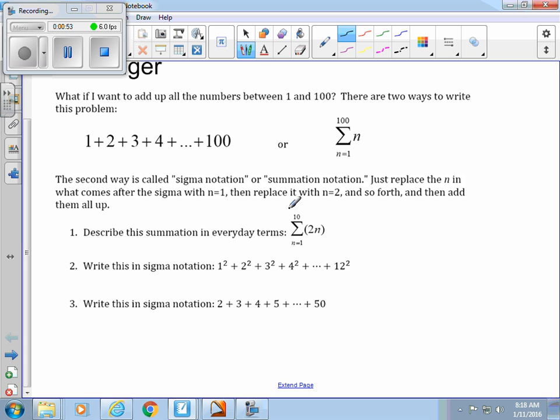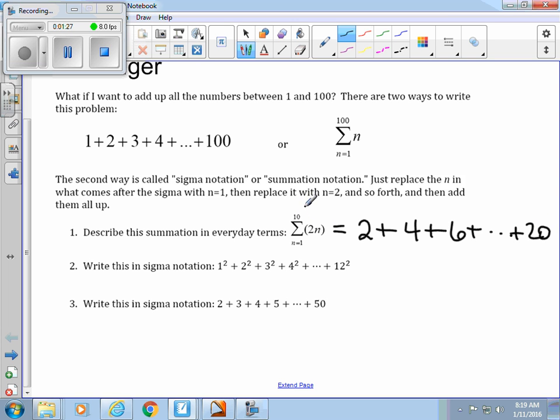So describe this one in everyday terms. Well, let's find out what it is first. What would I get if I put in n equals 1? What would I get if I put in n equals 2? Right? 2 plus 4 plus 6 plus 8 plus 10. How far do I go up? To 20. Does everyone agree?